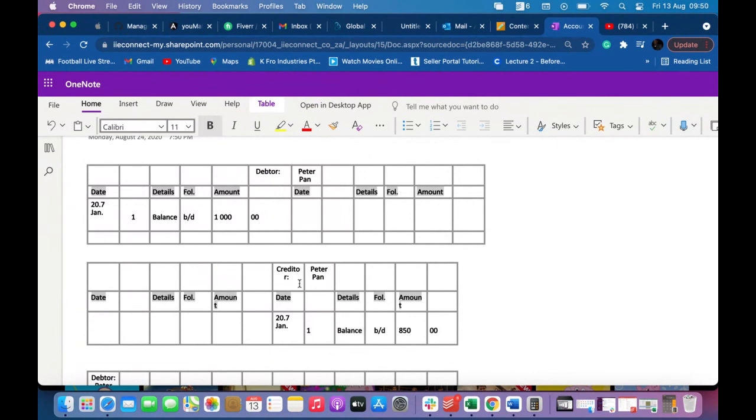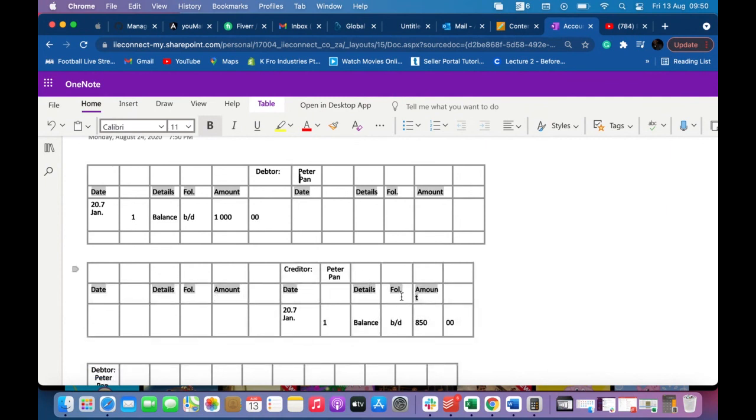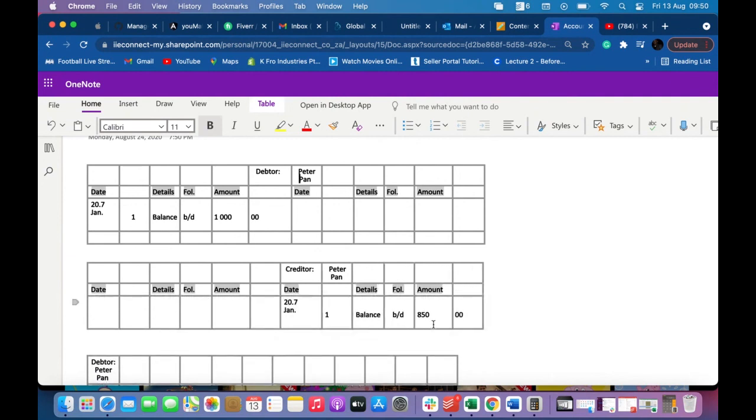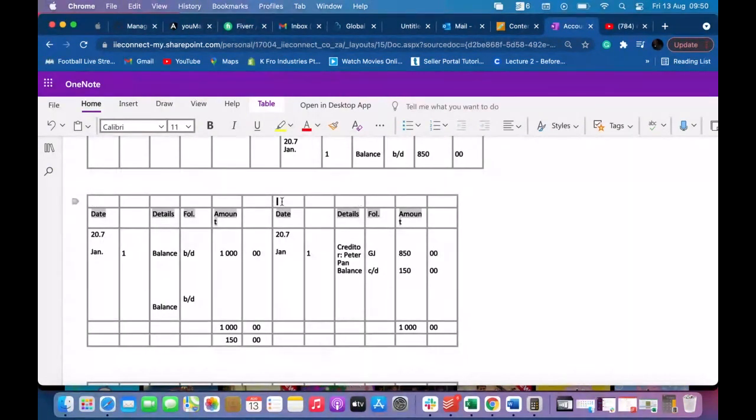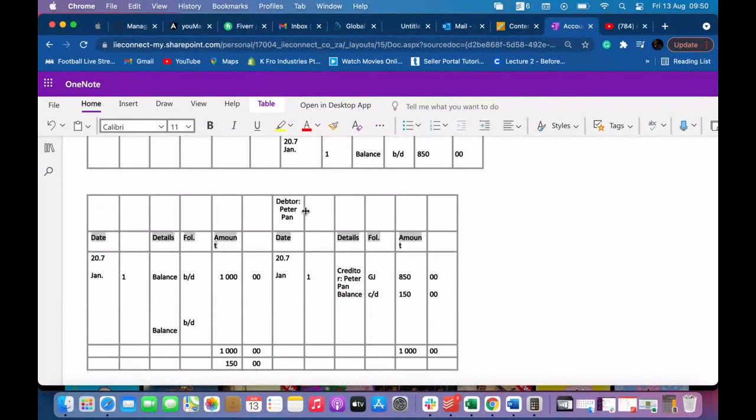Cool. But Peter Pan is also a creditor. So we also owe Mr. Peter Pan. Now we owe Mr. Peter Pan how much? Let's see here. According to the books, 850. So we owe him less than what he owes us. Cool. So let's see now what can happen. Then in the debtors control, so this should be somewhere in the center, somewhere over there.